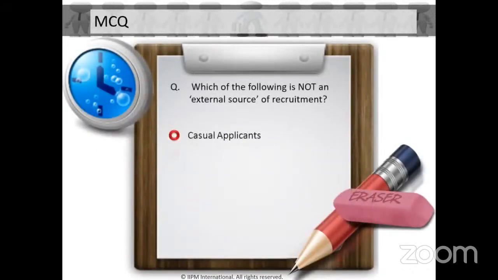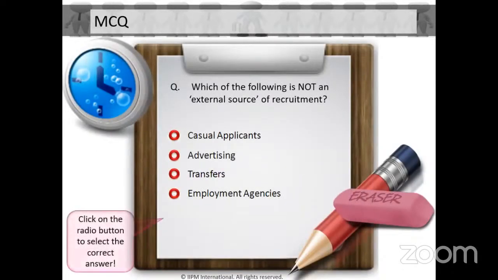Now let's do something. I have a multi-choice question, and I'd like you to give me the answer. Are you ready? Which of the following is not an external source of recruitment? We just talked about internal sources of recruitment, and we talked about external sources of recruitment. So which of the following is not an external source of recruitment? Can you give me the answer in the chat room?